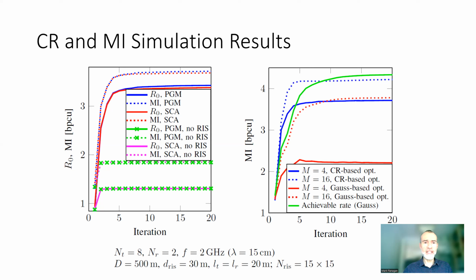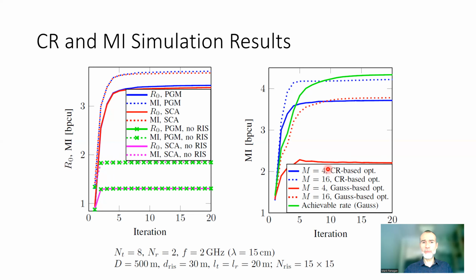If we then look at what we get in terms of cutoff rate and mutual information when there is no RAS and it's a direct link only, you'll see again that it's quite depressed compared to the advantage we can achieve from the RAS.